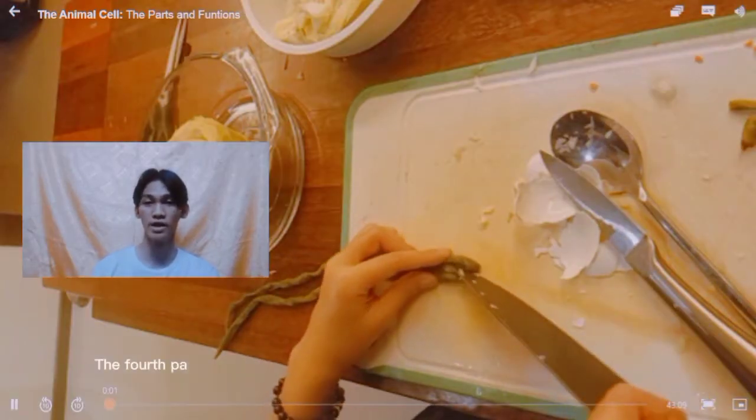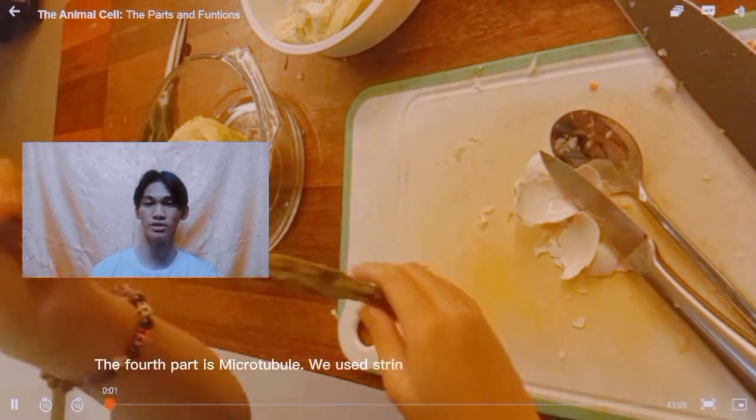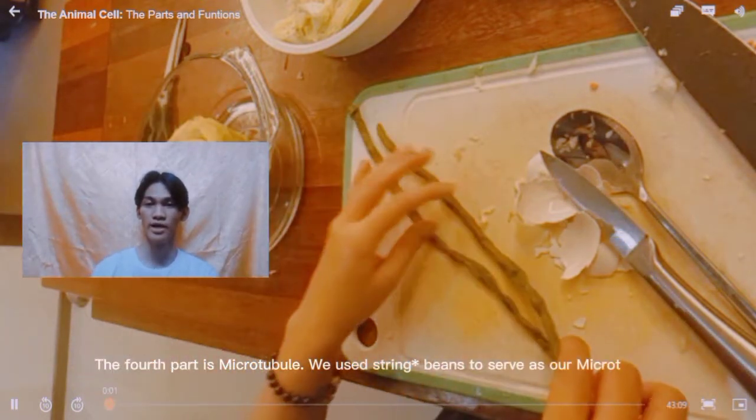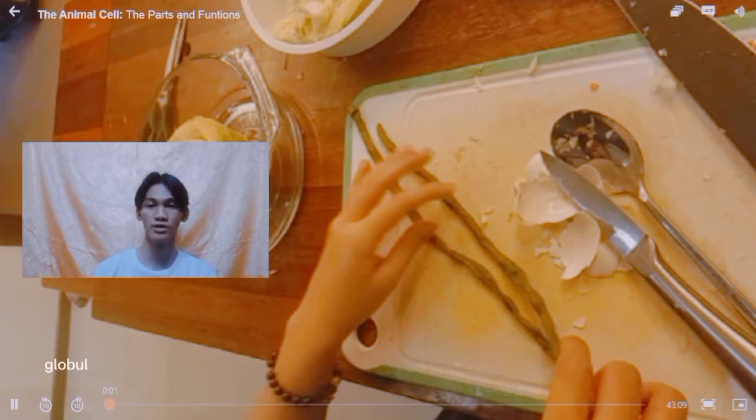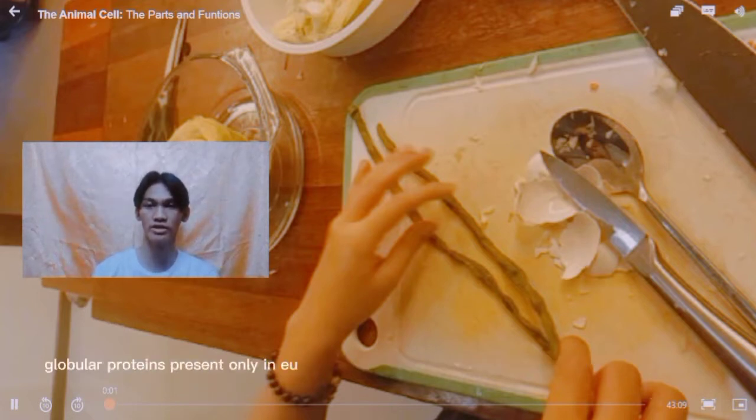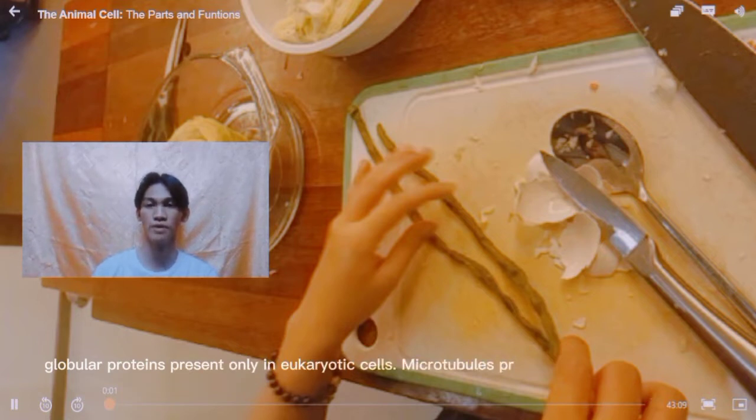The fourth part is microtubule. We use beans to serve as our microtubule. A microtubule is a tubular structure of indefinite length consisting of tubulins, globular proteins present only in eukaryotic cells. Microtubules provide a variety of purposes.